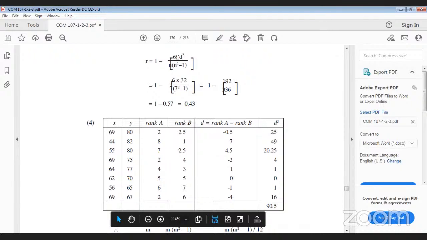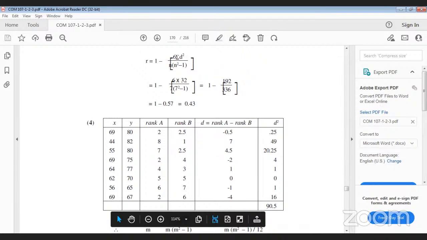Now we have to find the difference between rank 1, or rank A, minus rank B here. So here the difference between 2 minus 2.5: we cannot subtract 2.5 from 2, but we can subtract 2 from 2.5, and 2.5 has the minus sign, so in the answer it should be minus 0.5.